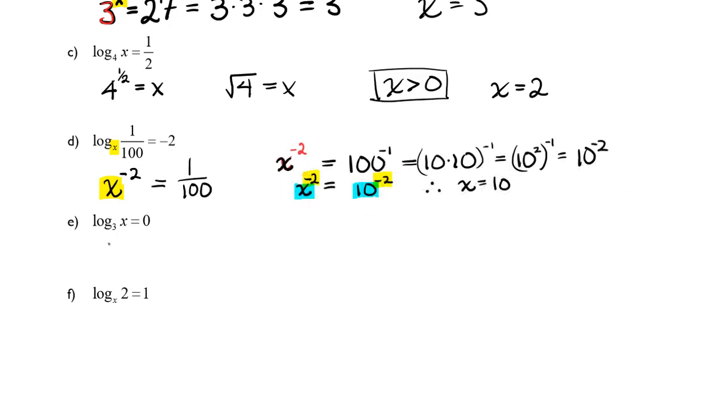Now let's look at 3 raised to the 0 equals x. Well, 3 to the power of 0 is just 1. So we have 1 equals x. That was pretty easy. And the last one here we have is x raised to the 1 equals 2. Well, anything to the 1 power is just that thing, so x equals 2.